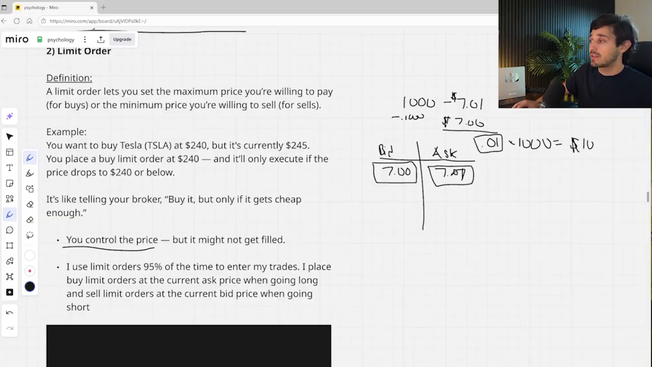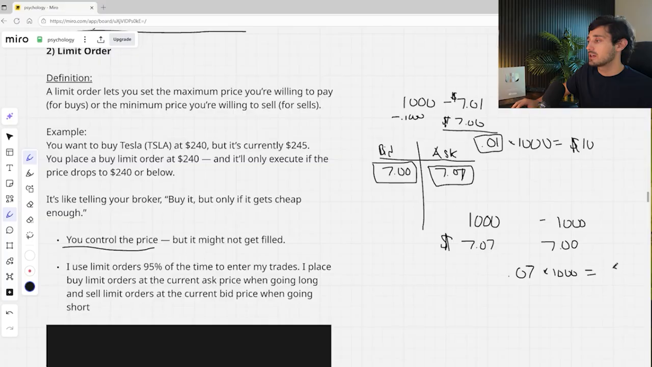That means if I was to buy this stock, 1,000 shares, where would I get filled? I would get filled on the offer, so I'd get filled at 7.07. And then let's say the price doesn't move and I want to sell it. Okay, I sell 1,000. Where would I get filled? At $7. So how much did I lose here? I lost 7 cents per share. How many shares did I buy? 1,000. So I would lose $70.